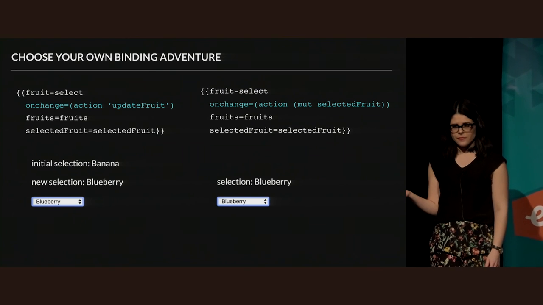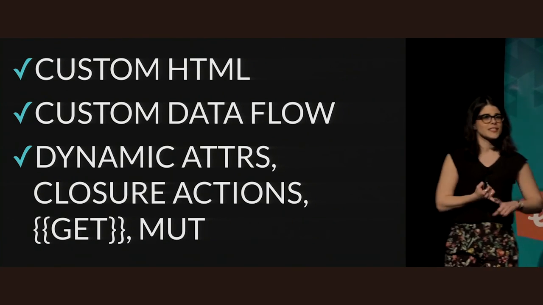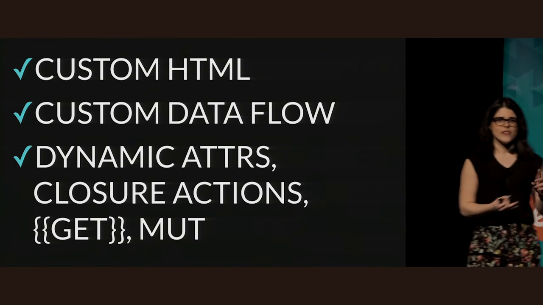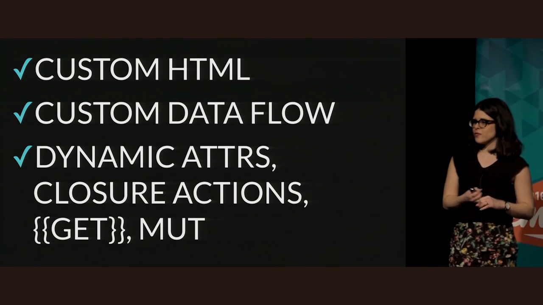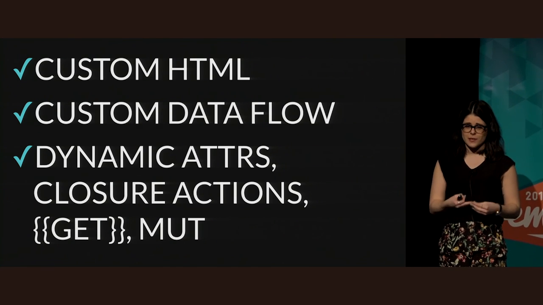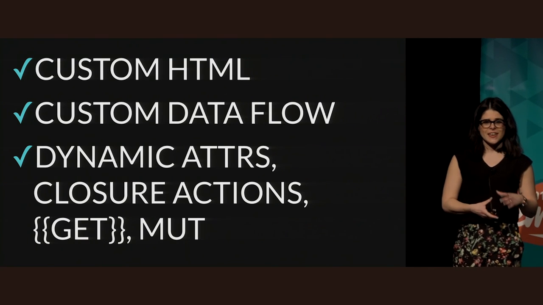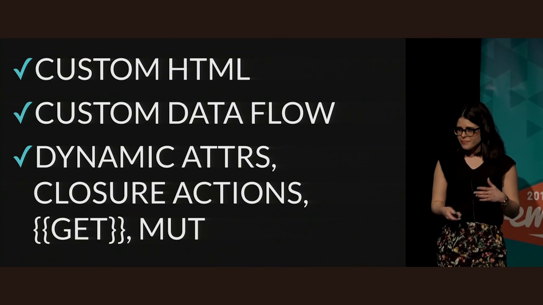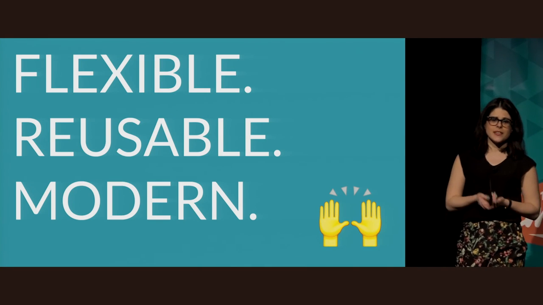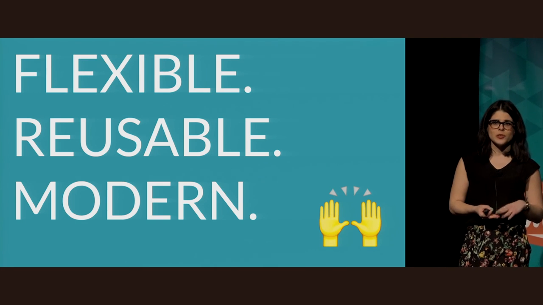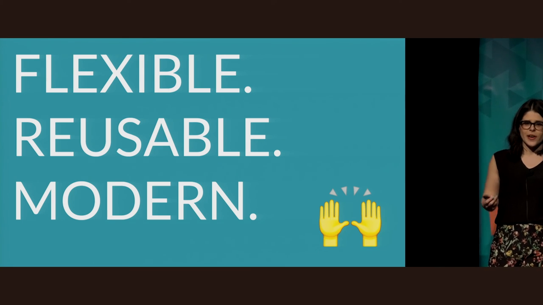So, what have we done? We've built our ember-select component that uses custom HTML. We've allowed completely custom data flow as we see fit in our app. And we've also learned about all these really awesome, powerful features like dynamic attributes, closure actions, mut, and the get helper. Put that all together, and I say you have a select in your app that is flexible, reusable, and modern, and that is exactly what your Ember apps and the things in your Ember apps should be.